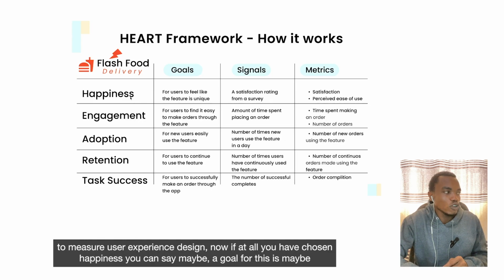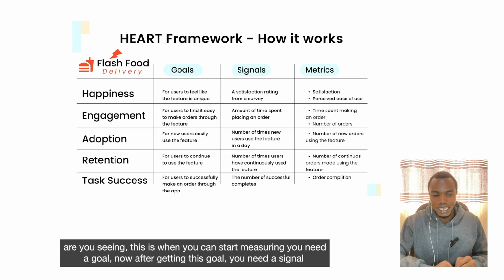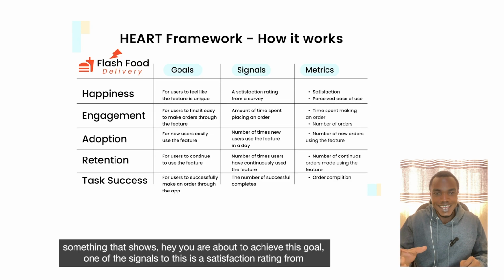Now, if you've chosen happiness, you can say maybe a goal for this is for users to feel like the future is unique. You can set that as a goal. Now, you can use your designs to achieve this goal. Are you seeing? This is when you can start measuring. You need a goal. Now, after getting this goal, you need a signal, something that shows that, hey, you are about to achieve this goal.